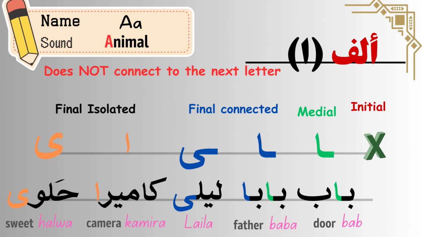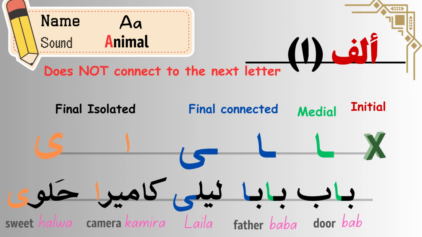Alif. Remember, alif is one of the unfriendly letters that doesn't connect with the next letter. The alif doesn't have an initial form. We don't have any word in Arabic that begins with alif. Therefore, there is no initial form. Word bab shows you the medial form of the alif.